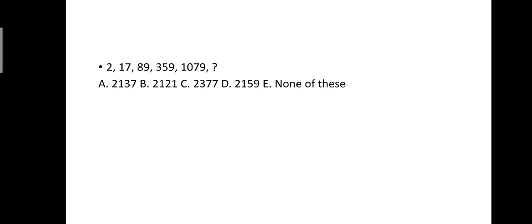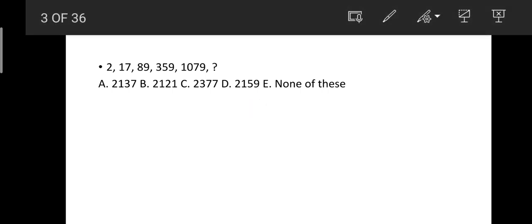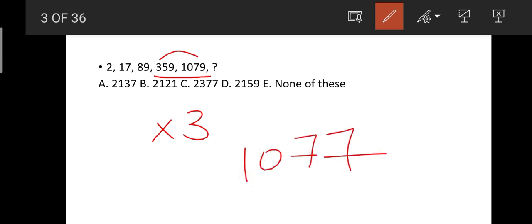Next question. See friends, this is also a very simple question. 2, 17, 89, 359 and 1079. If you have observed here, for 359 to become 1079, if you observe, it should be a multiple of 3, isn't it? So if you multiply 359 into 3, then what will you get? You will get 1077. So next you have added 2, so that it becomes 1079.